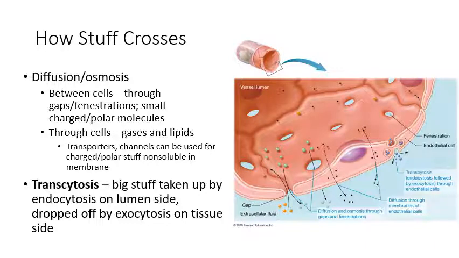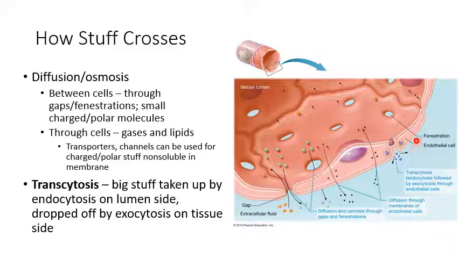Then for big things, you would use transcytosis to get it across the cell. In transcytosis, you have endocytosis occurring on one side of the cell and exocytosis on the other side. That would generally mean that on the lumen-facing side, you have the endocytosis where something is taken into the cell and wrapped up in a vesicle. And on the opposite side, the tissue side of the cell, you would have exocytosis where that vesicle fuses with the cell membrane and drops off the stuff inside of it.